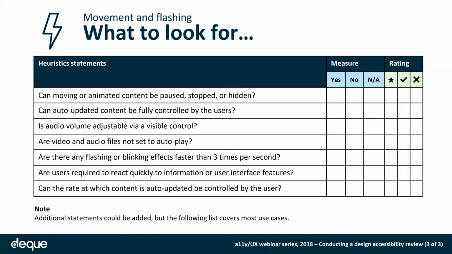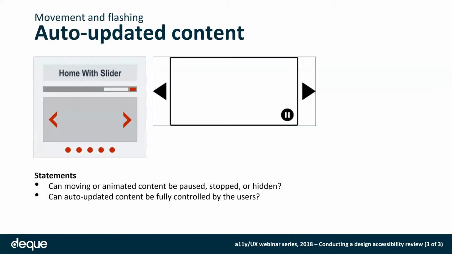And then the last one: can the rate at which content is auto-updated be controlled by the user? Can I tell the system that if you're auto-updating, I need it to be after 1 minute or 2 minutes, or the time that I prefer? Is that feature available, if at all I have an auto-update feature? But ideally, you should always have a pause or stop.